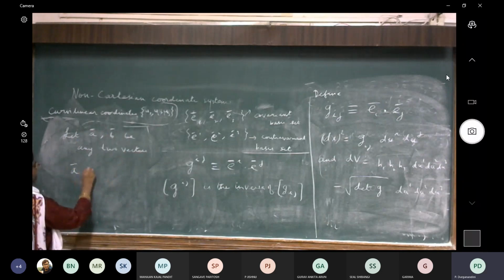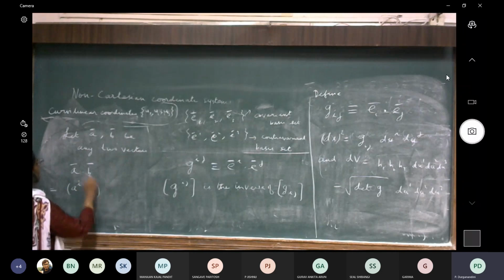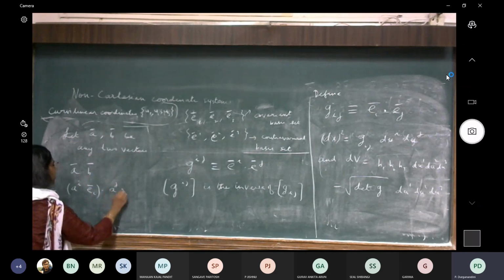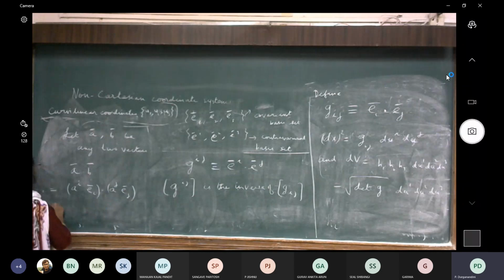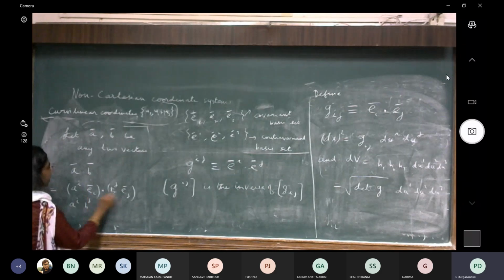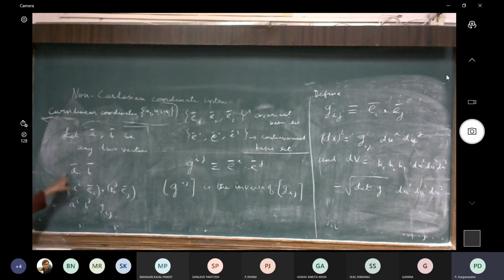Now, if I take the scalar product of this A as a vector, I can expand this using the covariant basis Ei, and then I take the scalar product with B, which I've expanded again with this. So I will get AI Bj times Ei dot Ej, but this is nothing but my Gij. So the scalar product A dot B can be written as AI Bj Gij. I'm taking the contravariant components for the A's and B's, and I have this Gij in the middle.